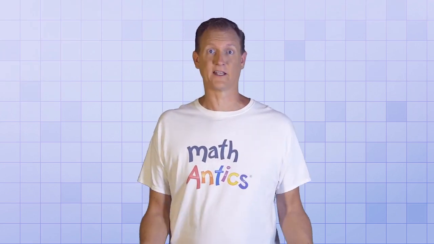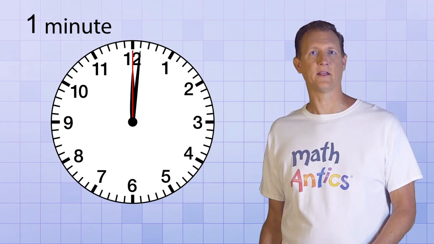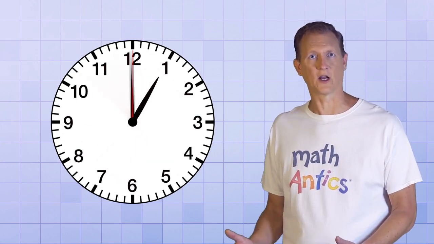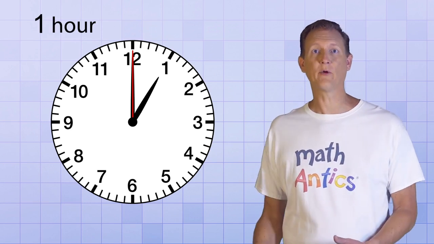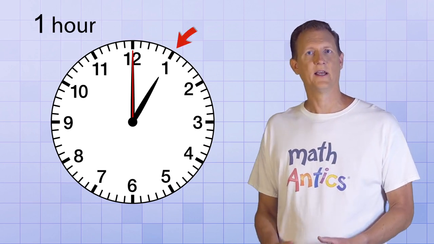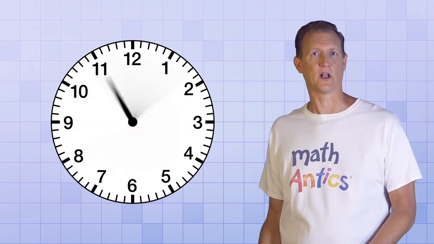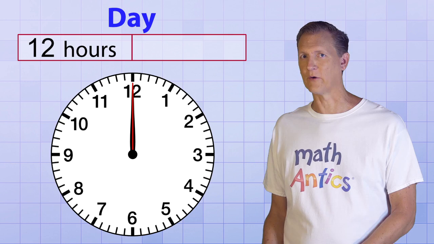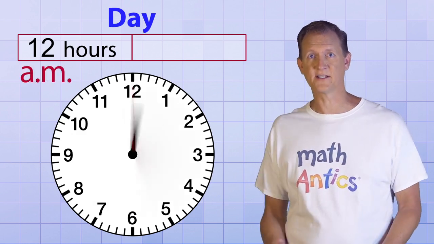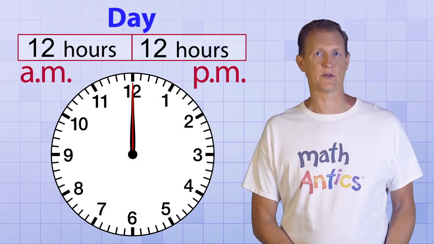Let's briefly summarize what we've learned about the clock so far before moving on to a few examples of telling time. Each time the second hand rotates all the way around the clock, 1 minute has passed, and the minute hand advances 1 mark. Each time the minute hand goes all the way around the clock, 1 hour has passed, and the hour hand advances 5 marks. Each time the hour hand goes around the clock, 12 hours have passed, which is half a day. The first 12 hours are called the AM hours, and the second 12 hours are called the PM hours.